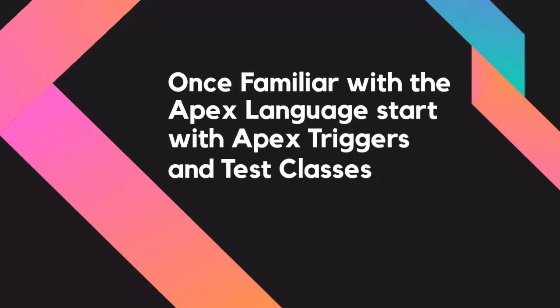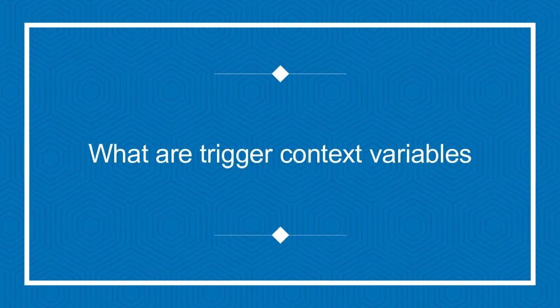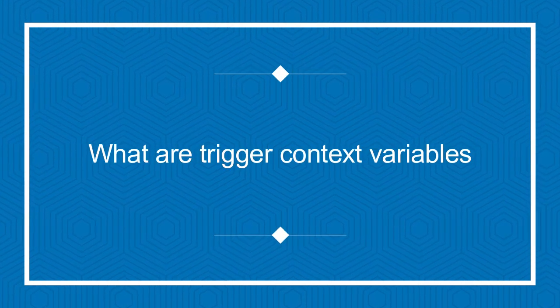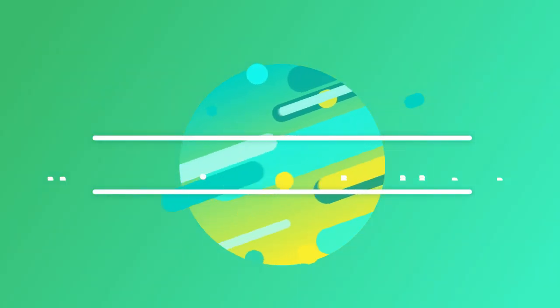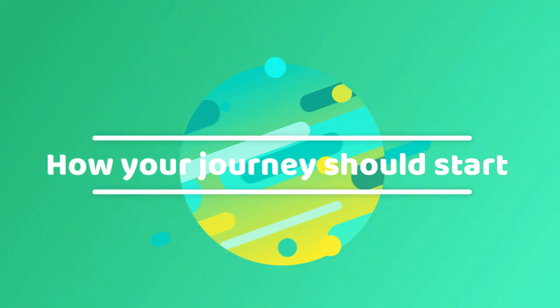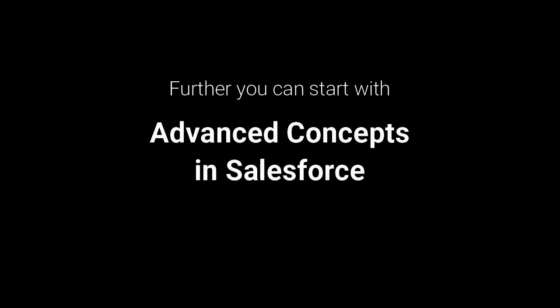Once Apex is familiar to you and you are able to create variables, data types, everything, then you would start working with Apex triggers and test classes. What are Apex test classes? How to write test classes? How to write a trigger? What are context variables? And all. So this whole journey is the journey of a beginner in Salesforce. Once you are good with all these things, then you could move on to the further enhanced concepts of Salesforce.